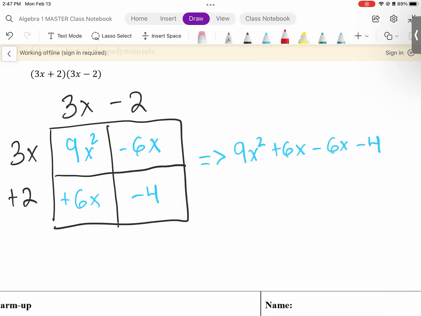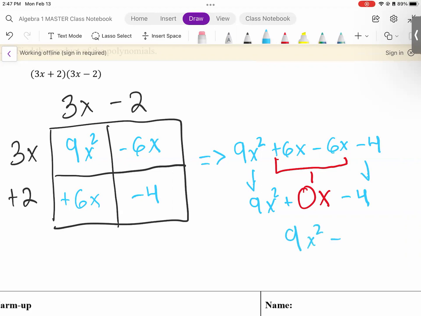Now go ahead and combine like terms. Notice that the middle terms, we're able to combine them. So we got 6x minus 6x, which we get 0x. And now we bring that down. And then again, remember, because it is 0, we don't have to write it down. So we are left with 9x squared minus 4 as our answer.